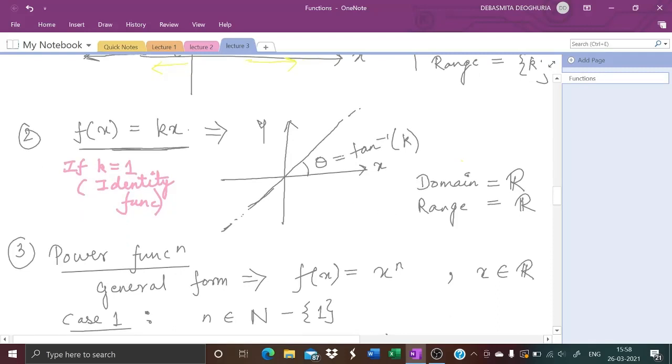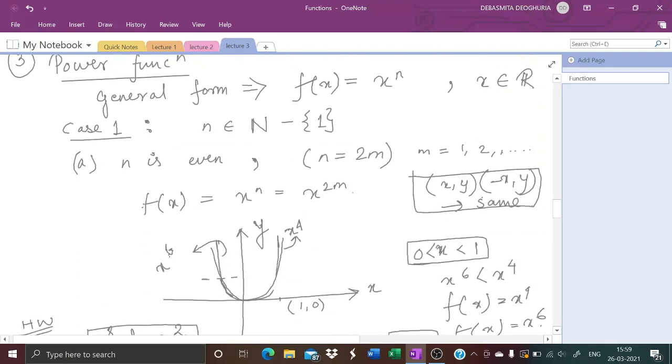Now next is a very common graph, f of x equals to kx. So this graph would be a line passing through the origin, and the angle that this line makes would be theta with the positive direction of the x-axis. Now, if I put the value of k as 1, this angle would be 45 degrees, and this function would be called the identity function. So if in the question an identity function is given, you have to understand that they mean y equals to x. This is the identity function. And domain is R. If I put real numbers, you can see that the range comes out to be all real numbers, both positive and negative values of y. So range is also real numbers.